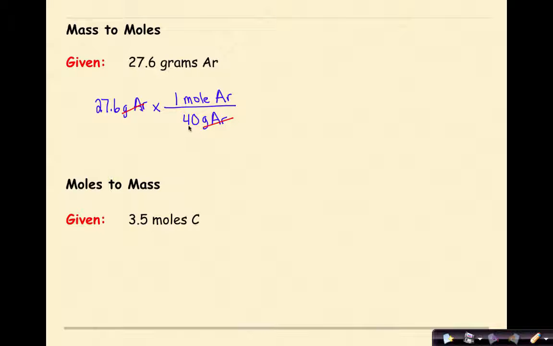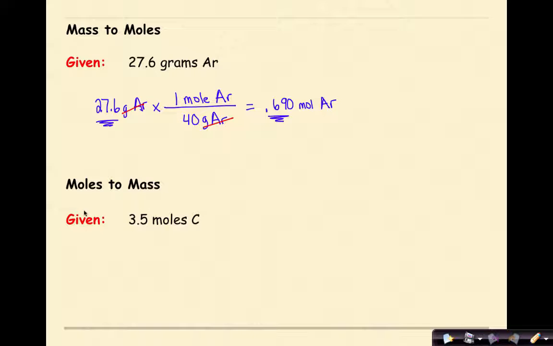27.6 times 1 divided by 40 will equal 0.690 moles of argon. So I have labeled all the way through. I have made sure that my units cancel. And finally, noticing that I have 3 significant figures to start with, my final answer also has 3 significant figures.